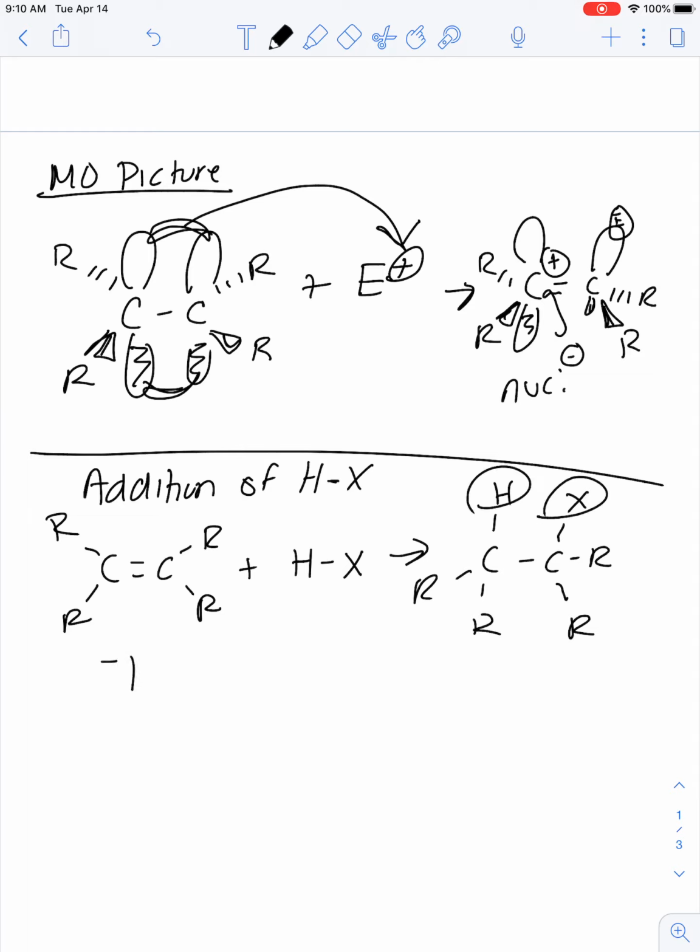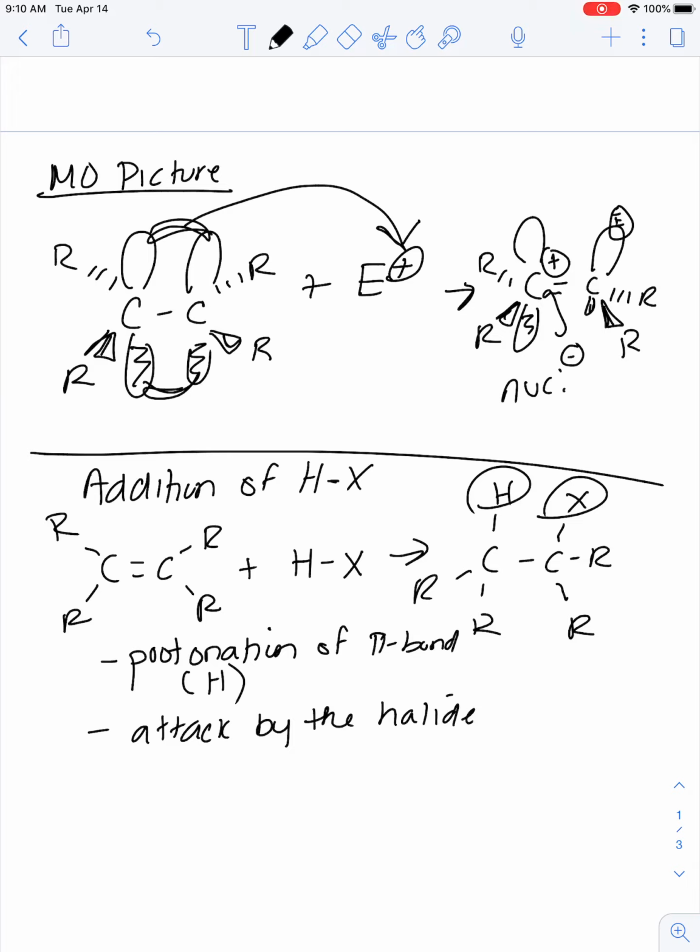So what happens first, we're going to look at the mechanism a few times in different ways. So first we're going to have protonation of the pi bond. So remember, protonation of the pi bond is going to be addition of the hydrogen. Then we're going to have attack by the halide. So this is going to be important when we're thinking of what type of product will form in different cases that we will look at.